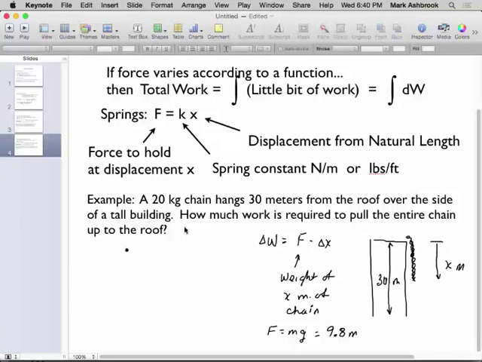So let's talk about the total weight of the chain first. The total weight is the force, which would be 20 kilograms times 9.8. So what's the total force of the chain? 196 newtons. That's the total weight of the chain. And how long is the chain? 30 meters, so 196 over 30. Let's get a number for that. What is that? 6.53.